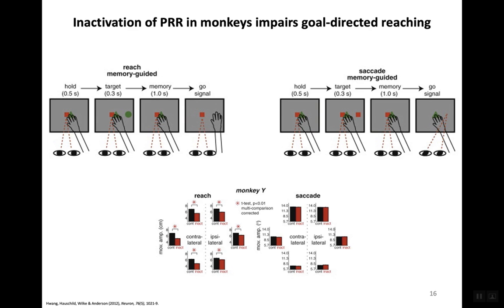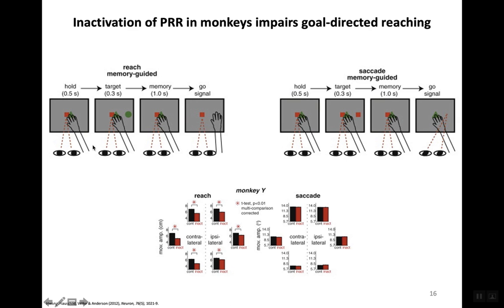So presumably the direction of movement is left intact, right? So the monkey would still be able to move the hand in the precise direction because direction is coded by the motor cortex and not by a parietal region. However, what you might expect to happen is that the amplitude of movement, and hence the end location of the movement, might be inaccurate when the PRR is inactivated. And this is exactly what happens.